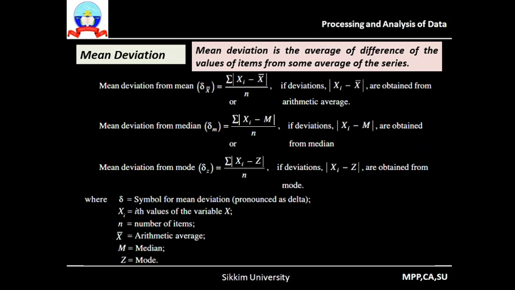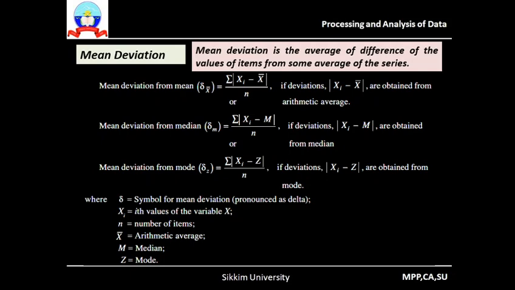Now let us move on to mean deviation. Mean deviation is the average of difference of the values of items from some average of the series. Now mean deviation can be determined from mean or median or mode. So here x bar represents mean, M represents median and Z represents mode.